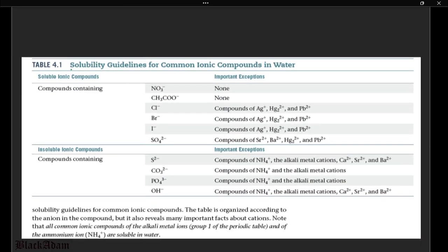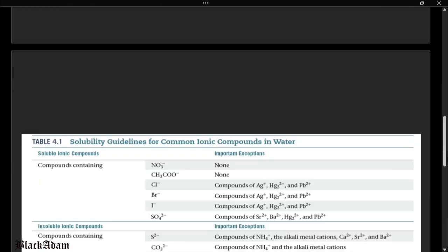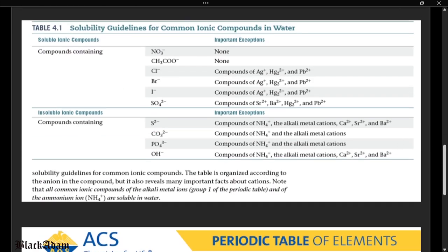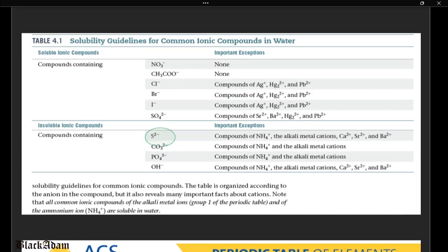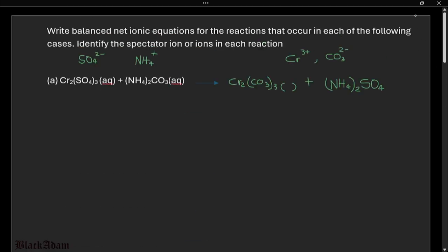So let's look at the solubility. We have solubility there, so we are looking at carbonate. Okay, chromium. So we have carbonate. This carbonate is insoluble. Any exception? So we can see that there's no exception on the other side. So it is insoluble. So when it's insoluble, then it's going to be solid.